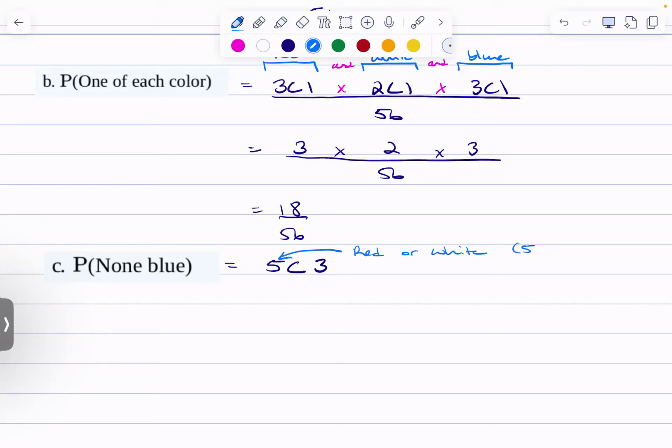There are 5 total. Just exclude the blues that you don't want. Divided by, technically 8 choose 3, but we've already solved it to be 56. So we'll just keep 56. Nice. I think that one's kind of a sneaky one. Have to think about, okay, if none of them are blue.